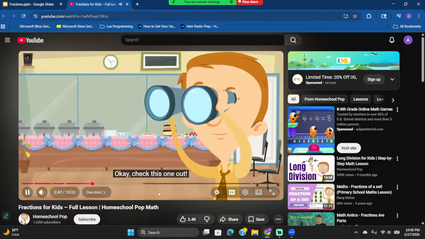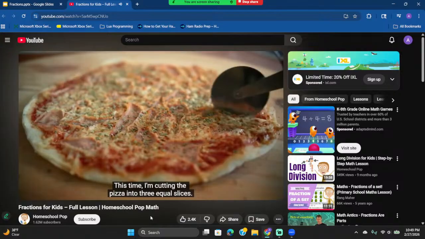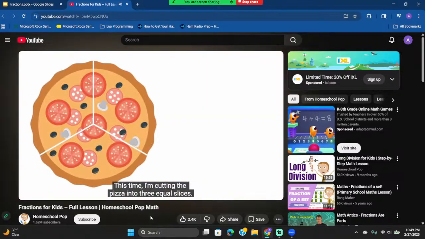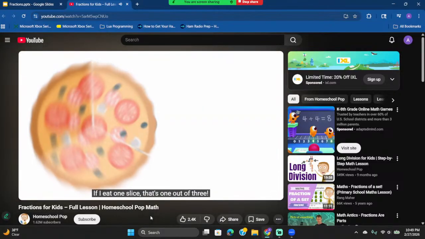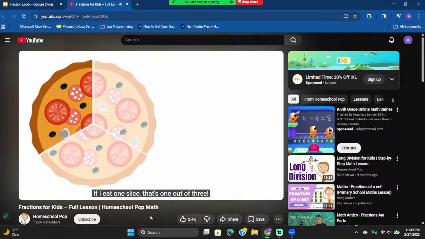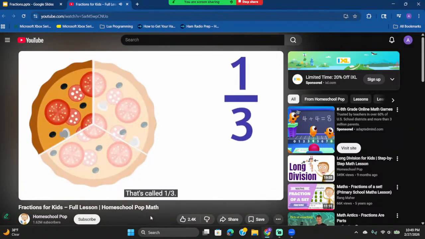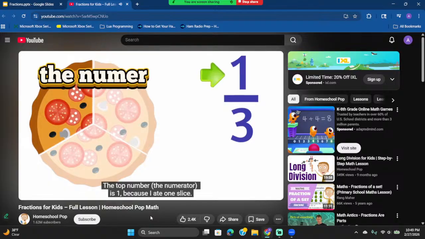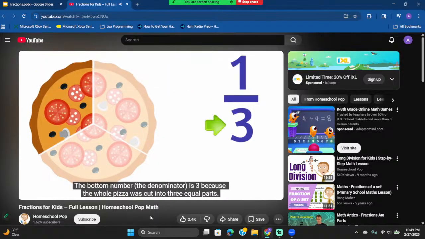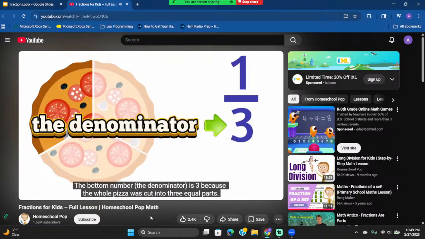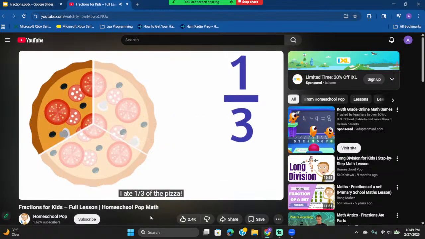Okay, check this one out. This time, I'm cutting the pizza into 3 equal slices. If I eat 1 slice, that's 1 out of 3. That's called 1/3. The top number, the numerator, is 1, because I ate 1 slice. The bottom number, the denominator, is 3, because the whole pizza was cut into 3 equal parts. I ate 1/3 of the pizza.